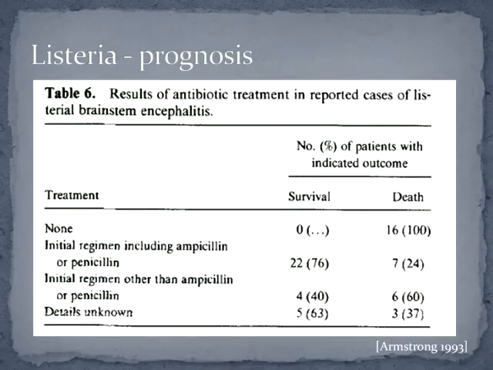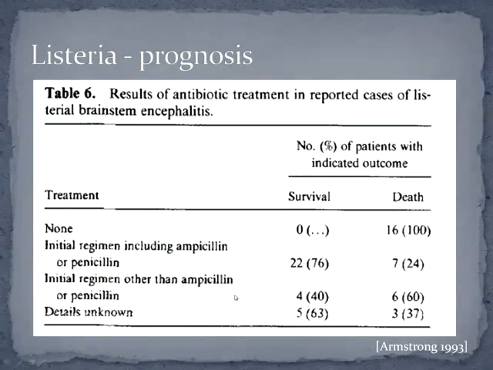So going back to the prognosis of listeria, this is a study from about 25 years ago. This looked at the mortality rate in patients diagnosed with rhombencephalitis. What you can see here is that if the patients were not treated, then their survival rate was 0. So 16 patients didn't receive appropriate antibiotic therapy, and all of them died. Now, if you included ampicillin or penicillin, then the survival rate is about 76%. And so it jumps up significantly.